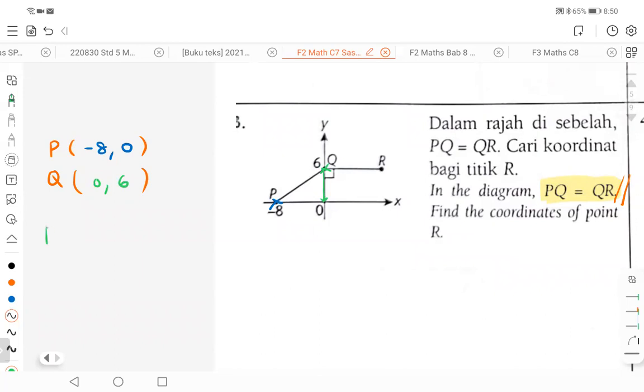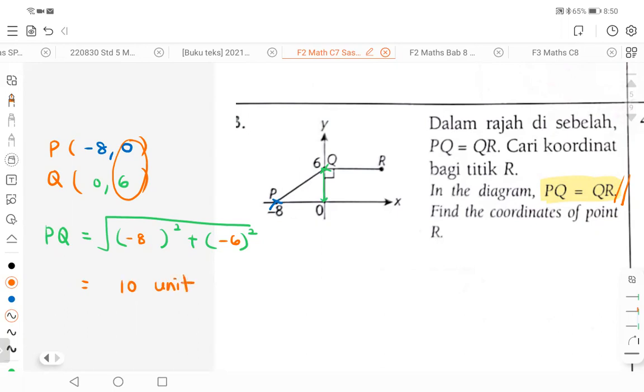Okay, so next we find the distance of PQ equal to square root, inside the bracket, square plus square. -8 minus 0, just leave it -8. The second bracket, be careful, 0 minus 6, -6. Then you can proceed to find the answer. If you key in the calculator, you get 10. So PQ is 10 units.